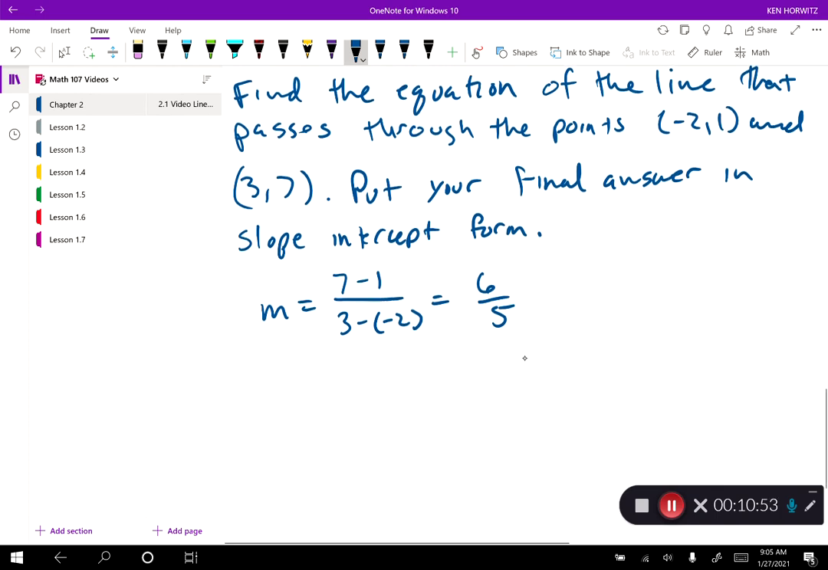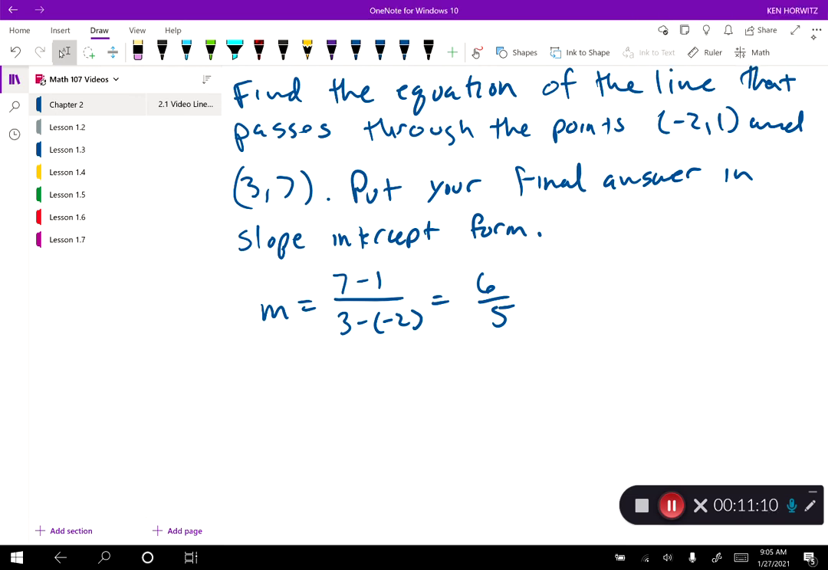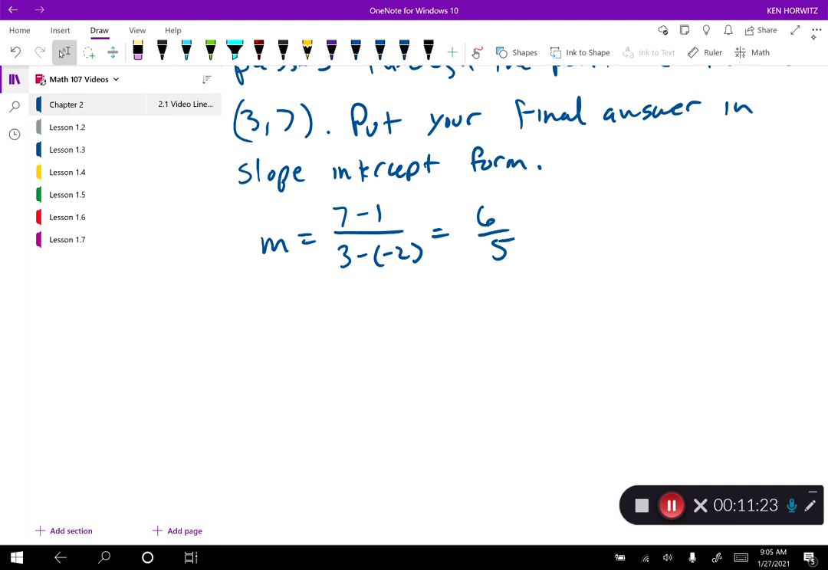Now, as far as point slope form goes, I need to pick a point. Which one should I pick? You should pick whichever one seems easier for you to calculate with. Some of you will look at this problem and say -2, 1 is going to be the easier point because they're smaller numbers. Some of you are going to say 3, 7 because they're both positive. Makes me feel good. I like positive numbers. So whichever one you pick is up to you. I'm going to pick 3, 7. So I'm going to say y minus 7 equals 6/5 times x minus 3.